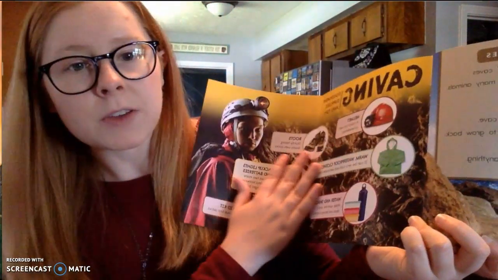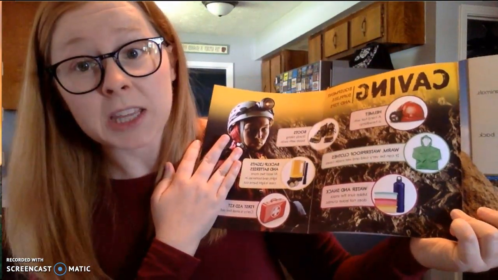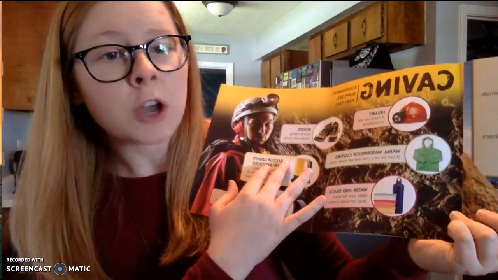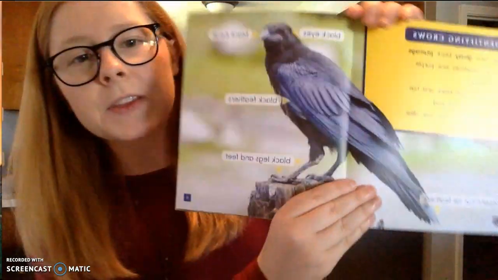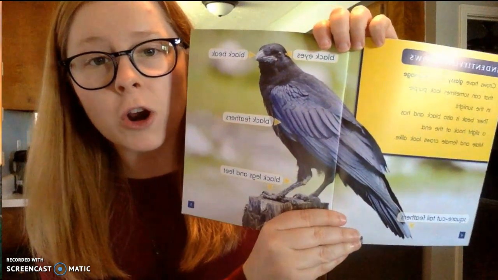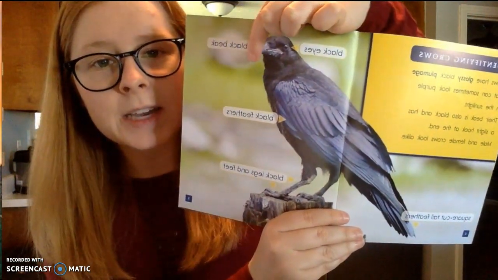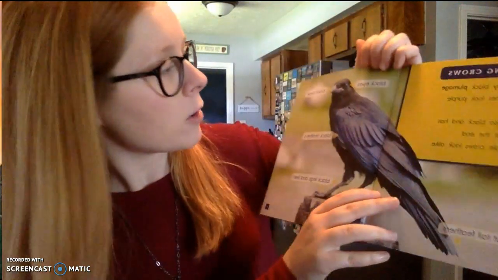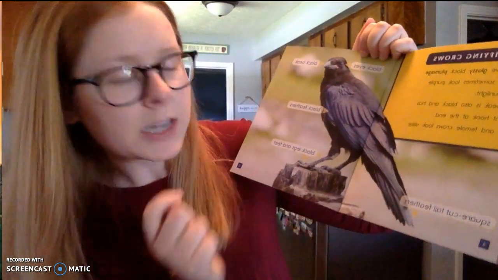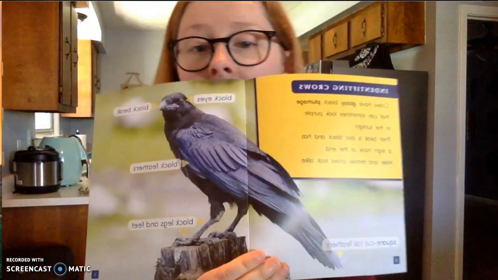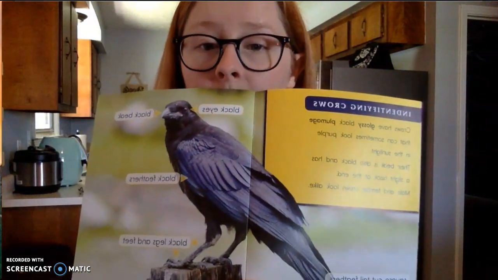So that's an example of a visual. This gives us lots of information really quickly. We can glance at it. If we just wanted to know about the helmet, we could go right to the helmet and look at it. All right, another example of using visuals. I have a nonfiction book about crows here. And if we look at this picture, it has a picture of a crow, and it has these labels again that tell you the different parts of the crow. So here it says black eyes, black beak, black feathers, black legs and feet, square cut tail feathers. And that would help us identify a crow if we were looking for them.